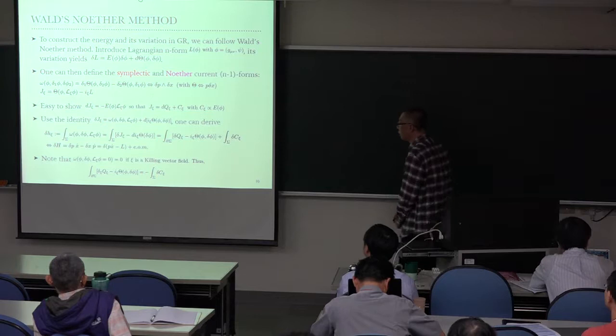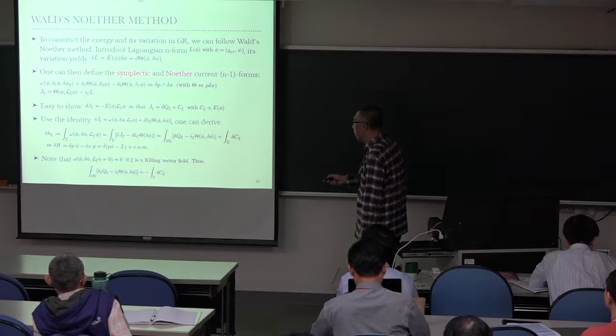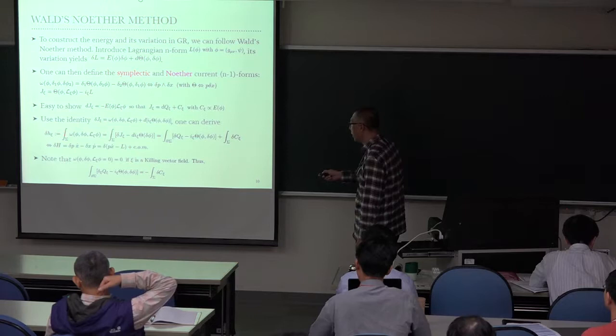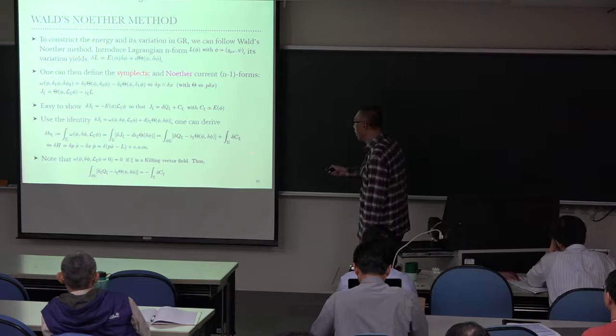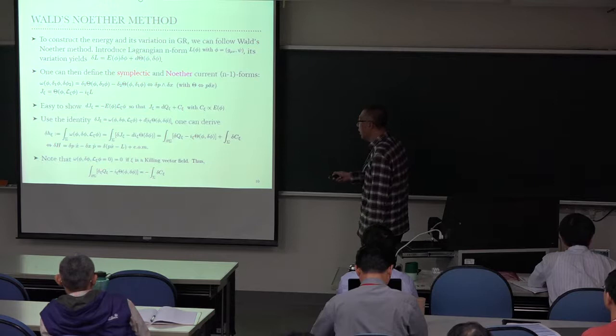Then if this xi is a Killing vector field, then the Lie derivative of phi equals 0. And because this is a bilinear current, if the Lie derivative is equal to zero, then this term equals zero. And then from here, we have this kind of identity. And as we're going to see, this will give you the linear perturbation of the energy conservation.